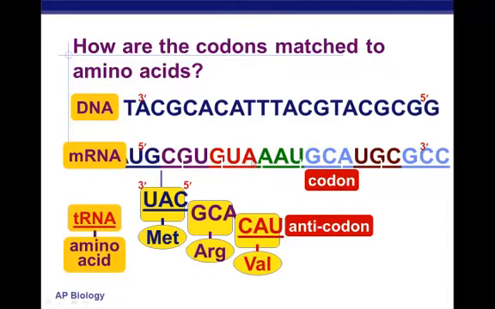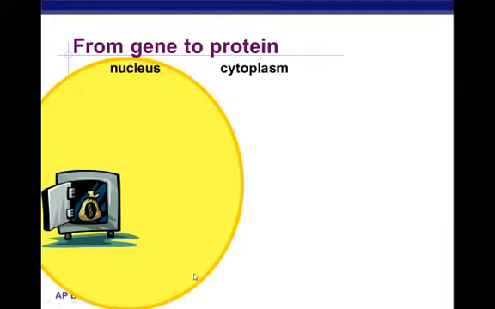So GUA is going to match CAU. Remember, no T's. This is RNA now. So we're going to match up the codon and the anticodon, and that tells us we're in the right position, and that tRNA is going to bring in the amino acid and put it in the right spot.